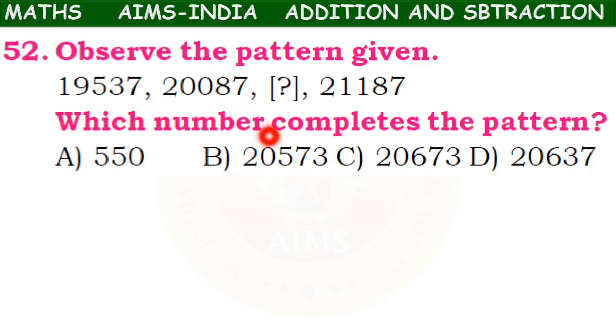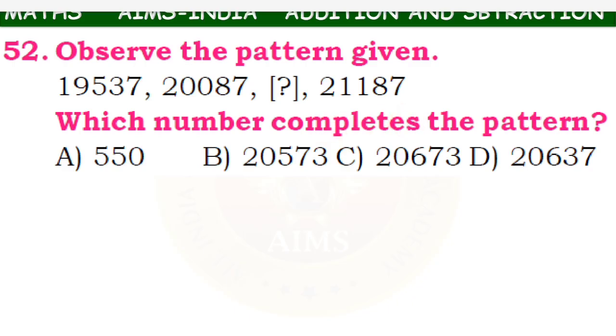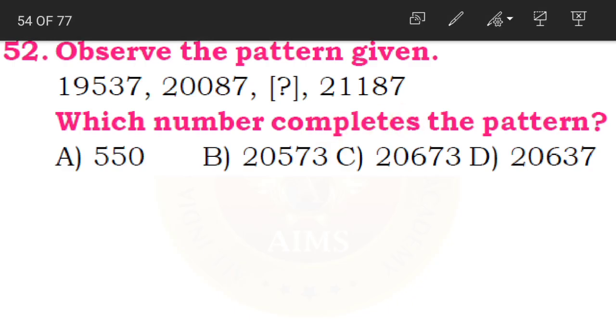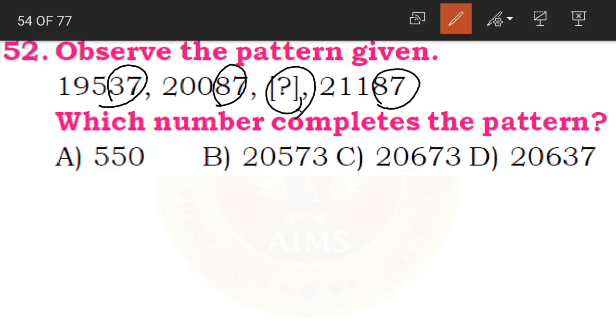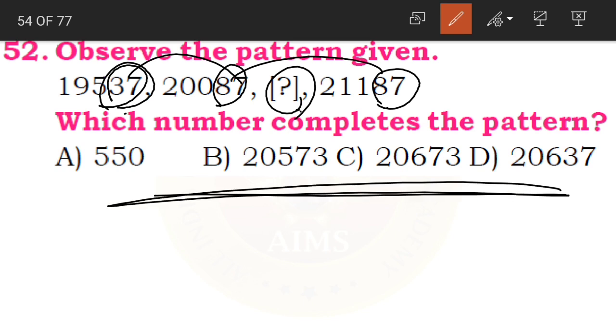19,537, 20,087, dash and 21,087. Yes, children. If you were to solve this smartly, we are having 37 here, 87 here, then again we are having 87. Now what should the number in the middle have? See, 37, 87, dash, 87. It should have 37. So among the given numbers, which has 37? Option D. So option D will be our right answer.